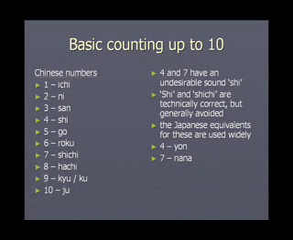Let us look at the first 10 numbers now. 1. Ichi. 2. Ni. 3. San. 4. Shi. 5. Go. 6. Roku. 7. Shichi. 8. Hachi. 9. Q or Ku. 10. Ju. The numbers 4 and 7 have an undesirable sound, shi, and hence they are not widely used even though they are technically correct.